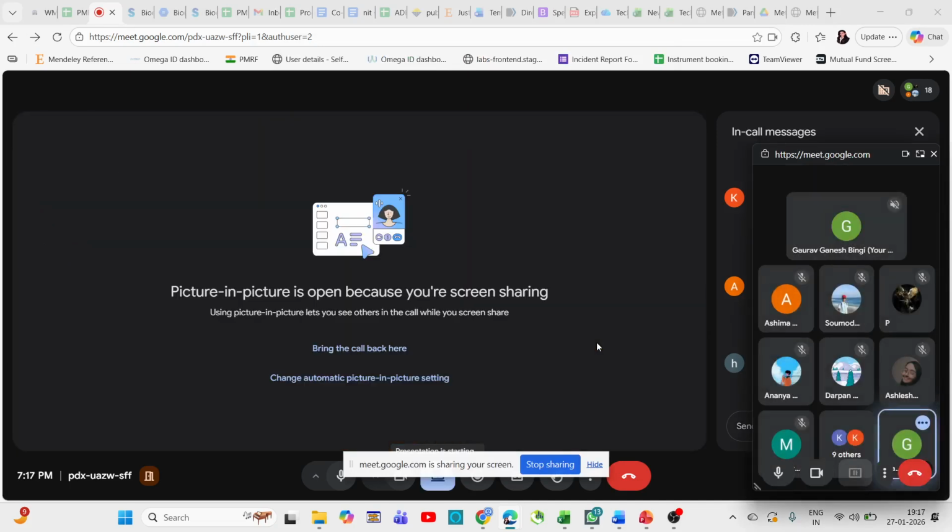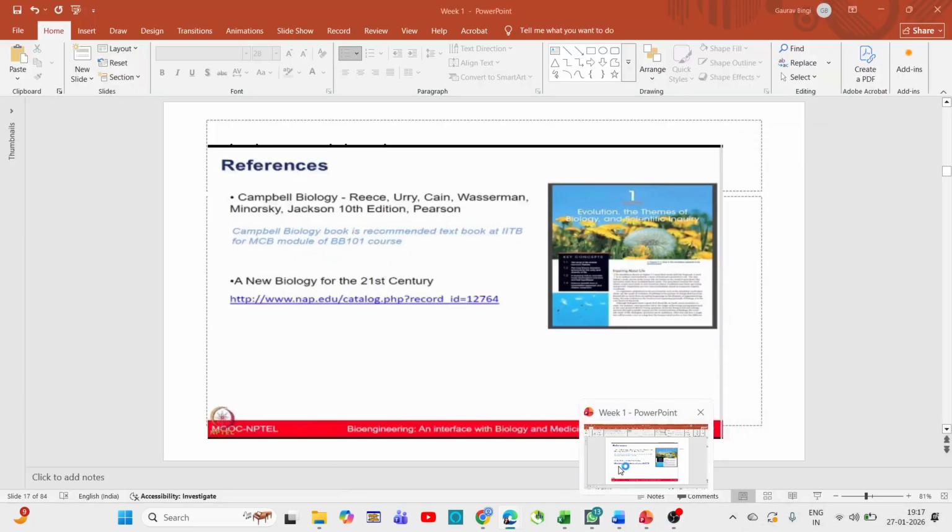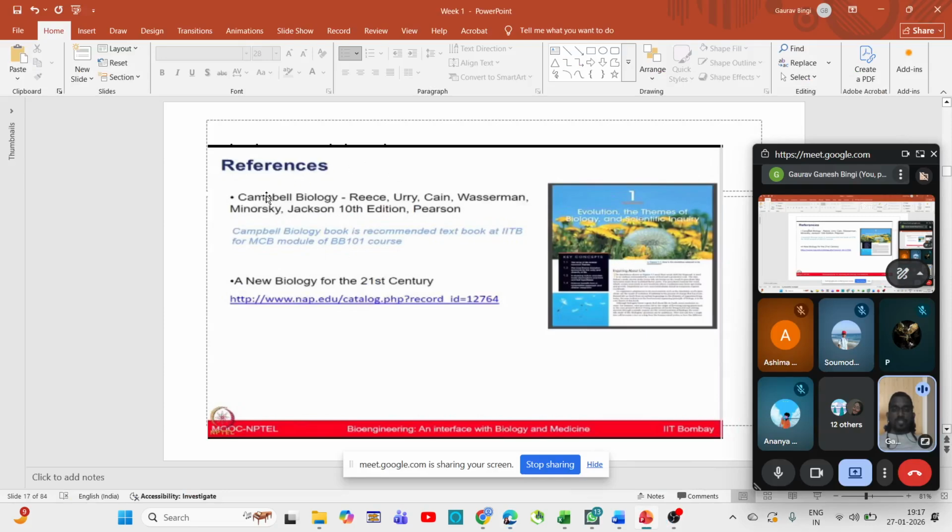A few of you are from Himachal, a few from UP, some from West Bengal. People are learning in Chennai. So a diverse crowd here, good enough crowd. I was showing you this specific page. There is a book called Campbell Biology. You can go through this book. There are ebooks available, and you can download it and read the material related to the course which has been taught here.